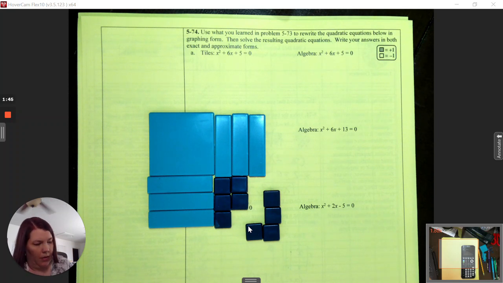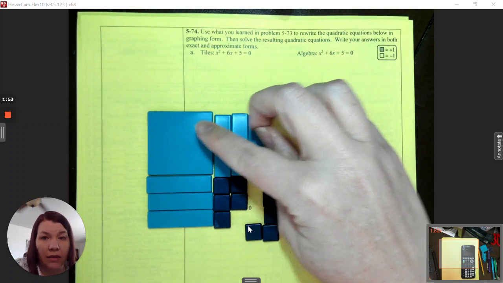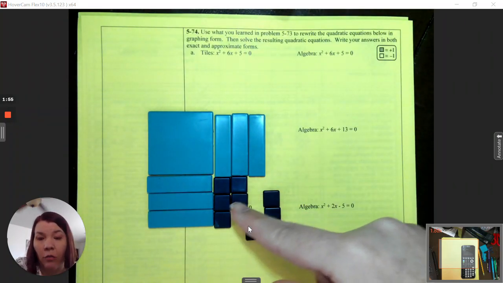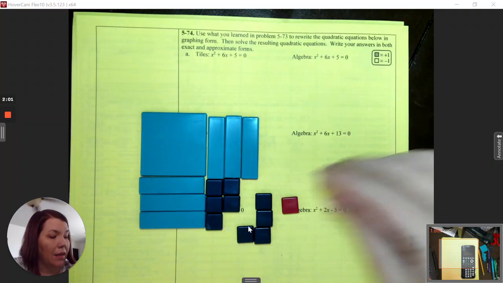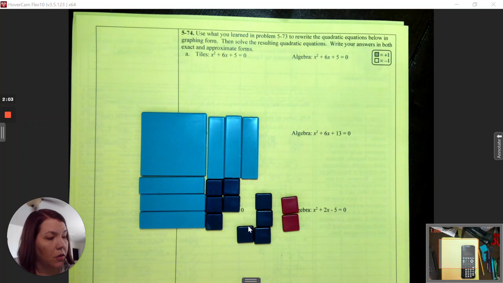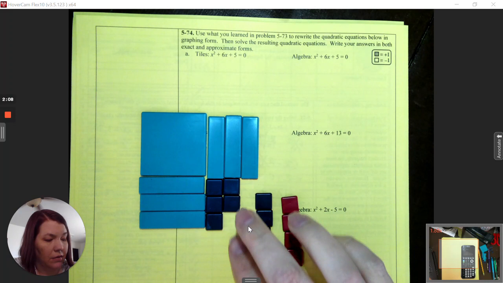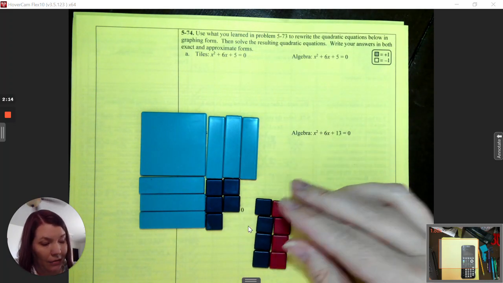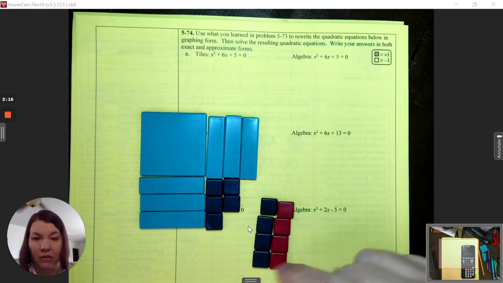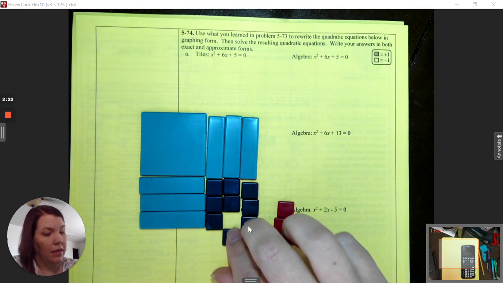And so what I need to do is have it be the same. It needs to equal 1 x squared, 6 x tiles, and 5 1 tiles. And right now it doesn't. There are these extras, so I need them to be gone. So the only thing I can actually add is 0. If I add positive 4 and subtract 4 at the same time, then I'm adding 0, and that's okay. And so then these ones can go there, and I'll have 4 leftovers, but they're negative.